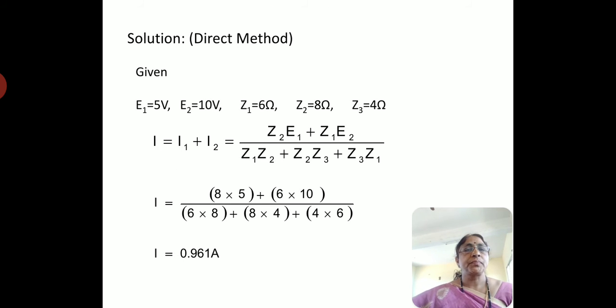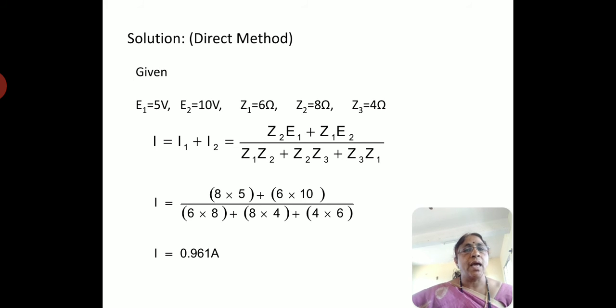Let us see how we can calculate the current flowing through the 4 ohm directly by taking the formula: the total current I is equal to I1 plus I2, that is equal to (Z2 E1 plus Z1 E2) divided by (Z1 Z2 plus Z2 Z3 plus Z3 Z1). Substituting the values E1 5 volt, E2 10 volt, Z1 is 6 ohm, Z2 is 8 ohm, and Z3 is 4 ohm, we get I, which is the same as we have studied. So I is equal to 0.961 ampere.